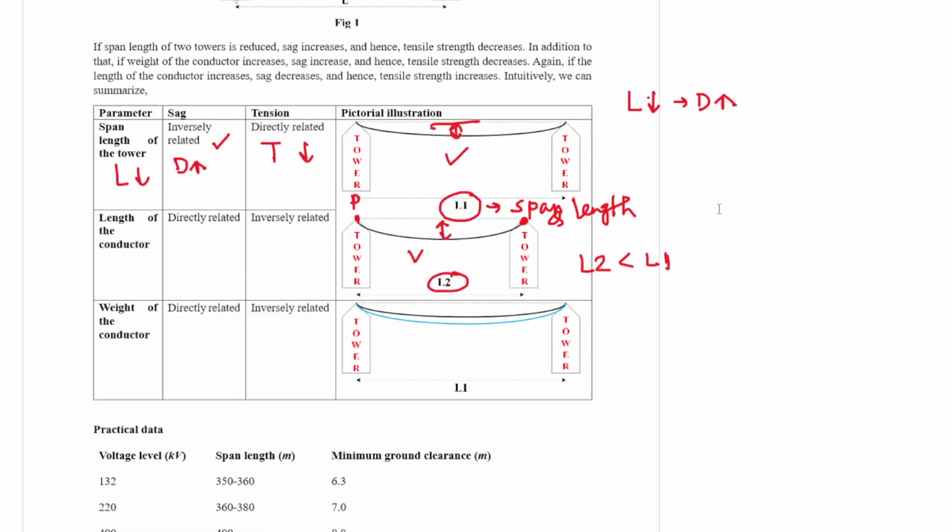Now the second parameter could be the length of the conductor. How are sag and tension related to the length of the conductor? In the same way we can understand. Let us consider these two diagrams. Let us consider this last diagram, the black conductor.